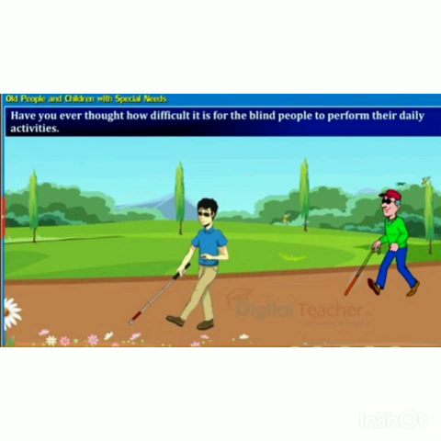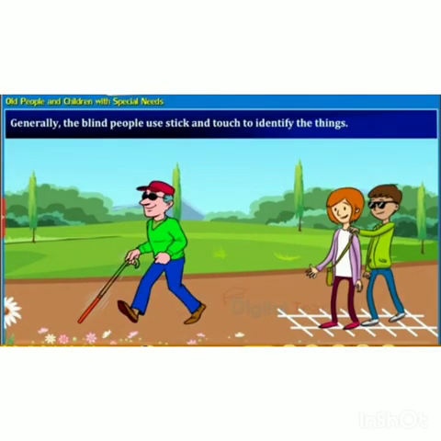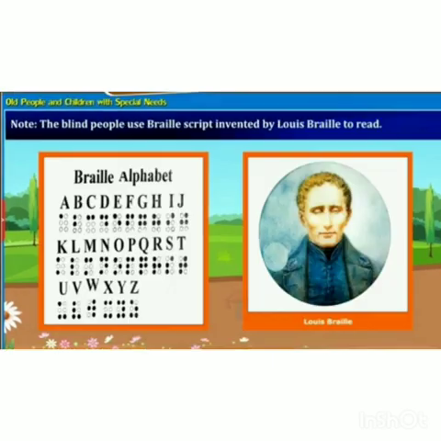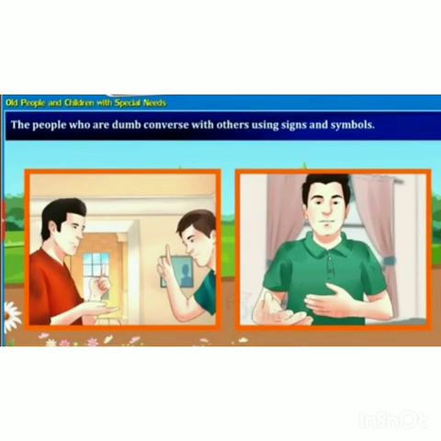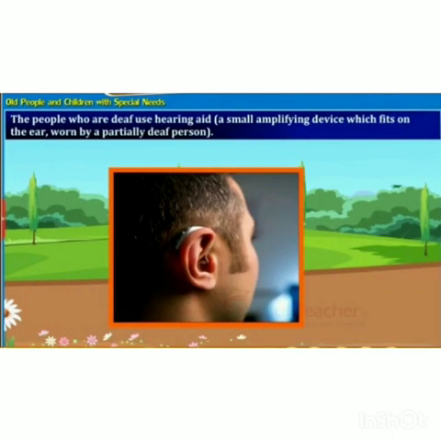Can you imagine? Generally, blind people use a stick and touch to identify things. My dear children, note that blind people use Braille script, invented by Louis Braille, to read. People who are dumb converse with others using signs and symbols. People who are deaf use a hearing aid, a small amplifying device which fits on their ear.